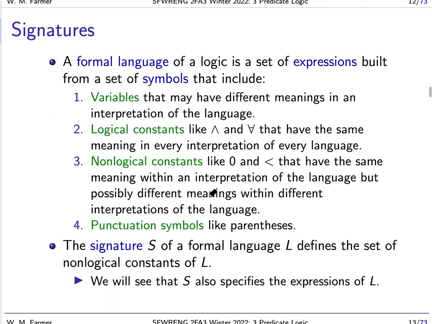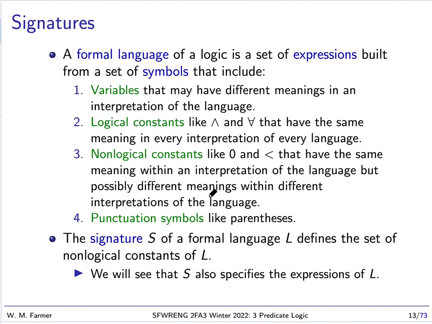Okay, so if we have a formal language of a logic, we can think of this as a set of expressions built from a set of symbols. So we have a set of symbols, and from these symbols, we build expressions. And there are four kinds of symbols. There are variables.